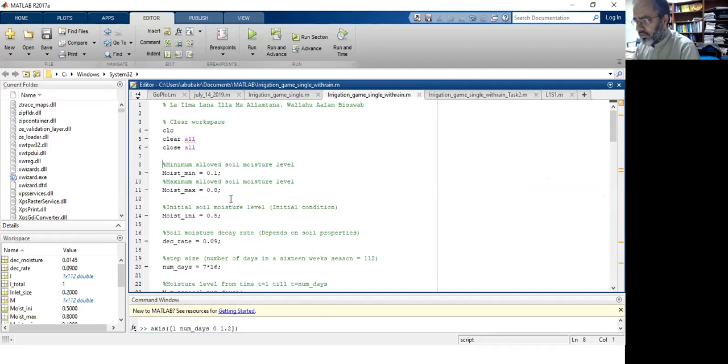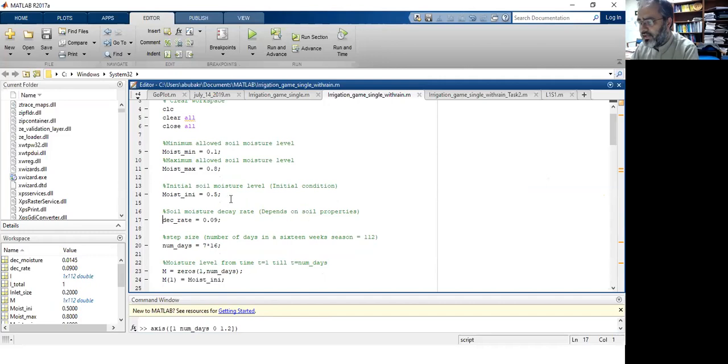So now this is the MATLAB code. I hope everybody can see it. Moist min 0.1, 0.8, initial moisture is 0.5, decay rate is 0.09. याद है, ये वही सॉइल प्रॉपर्टी है. ठीक है, तो we are not changing the land, ये 0.09 कर दिया. Number of days, जितने दिन मैंने इस क्रॉप को cast करना है. ठीक है, that's the total simulation time.